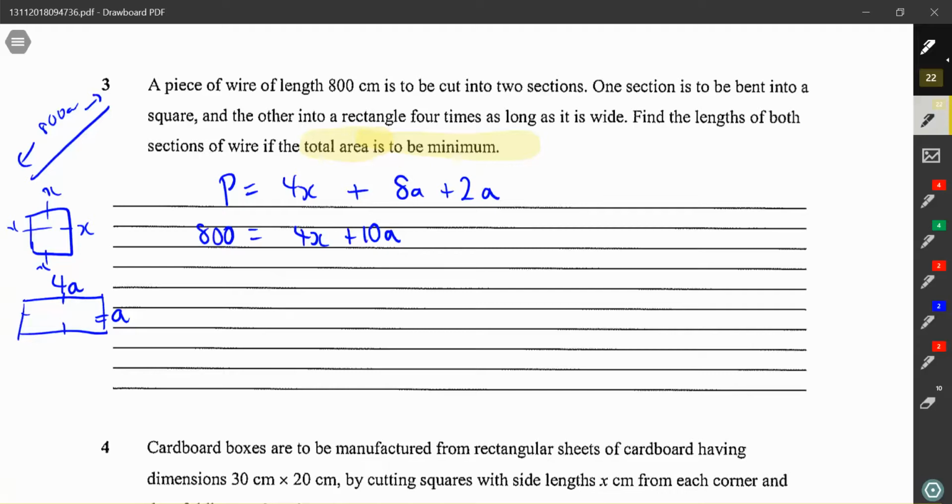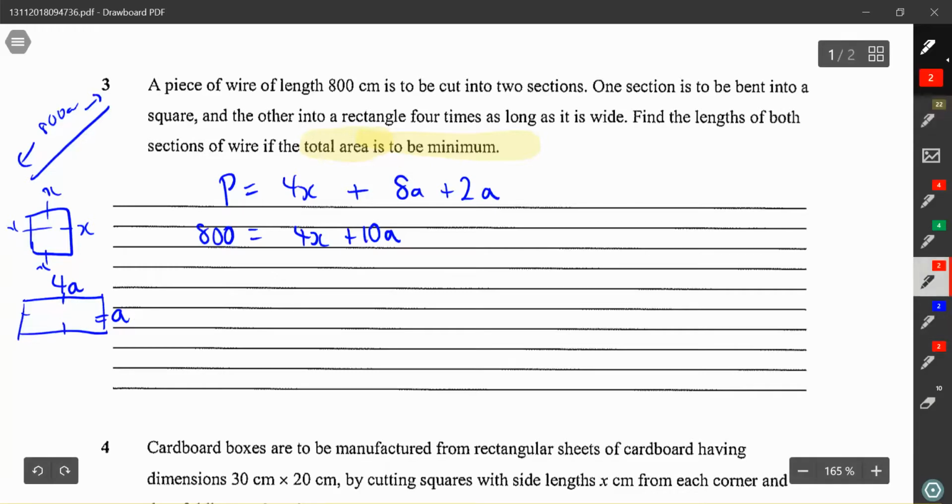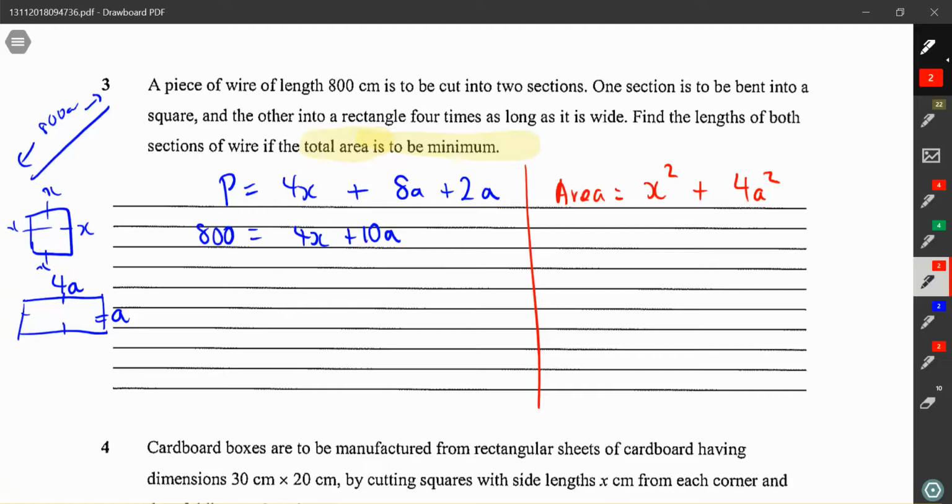So how do you find the area of this shape? Let's write down here, I'm going to write underneath it, area had to equal the area of a square, which is x squared, x times x, plus 4a times a, which is 4a squared. Now, to find the minimum, you have to find the derivative. But the problem right now is you've got 2 variables. You've got x and an a.